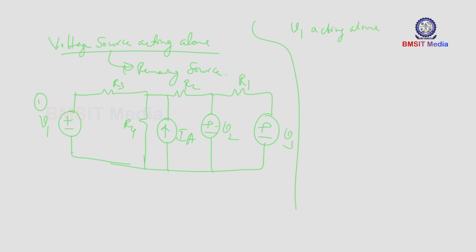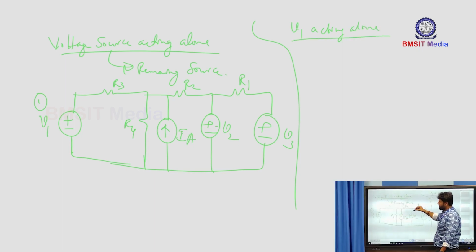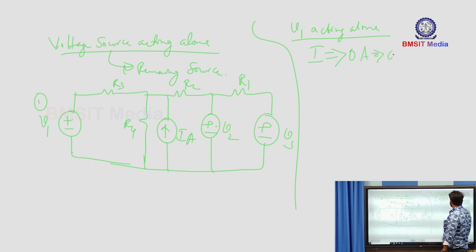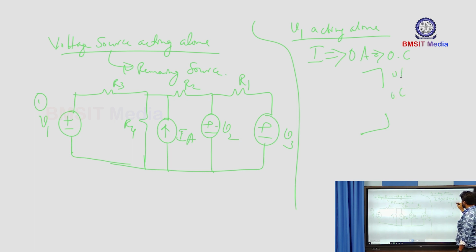V1 acting alone, the remaining sources you make 0. So how do you make them 0? Now look at here. The current source you should make 0 ampere. The 0 ampere is nothing but an open circuit, because the current flowing through an open circuit terminal is 0 ampere. Means between these two terminals, say A and B, you should make the current to be 0. So means you should make it an open circuit.